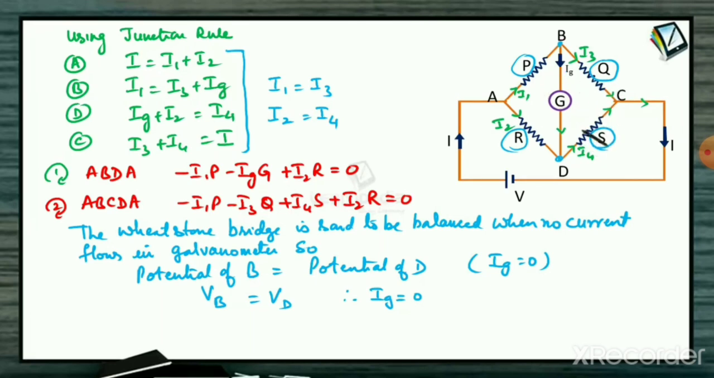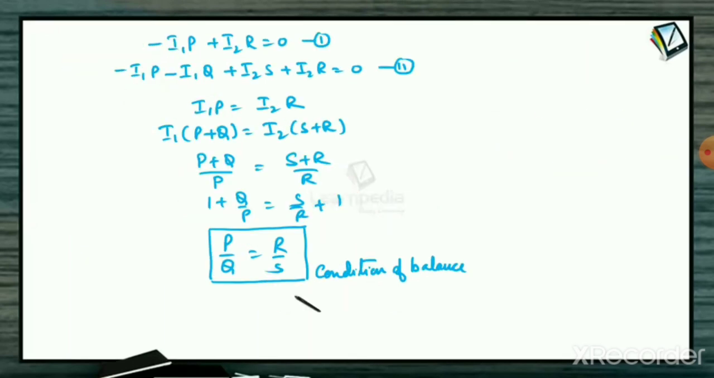So if a network is given, we try to see whether it is a bridge condition or not, such that P by Q is equal to R by S. And if the Wheatstone bridge condition is satisfied, then immediately we can take P and R in parallel, Q and S in parallel, and add them in series. So Wheatstone bridge condition: potential of point B is equal to potential of point D, current through the galvanometer is 0, and P by Q is equal to R by S.